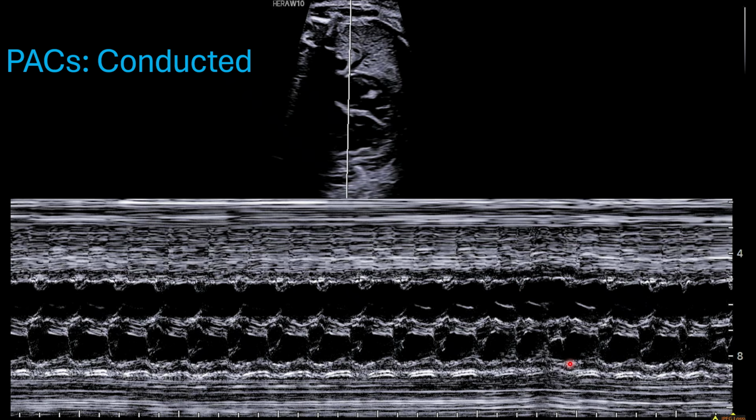And then there's a compensatory pause here with the next sinus beat, AV, and then the sinus rhythm picks back up, but then you have another premature atrial contraction here. And so this series of 2 premature atrial contractions which have been conducted, and this M mode is a very good example of how these premature atrial contractions can be conducted in some of these cases.